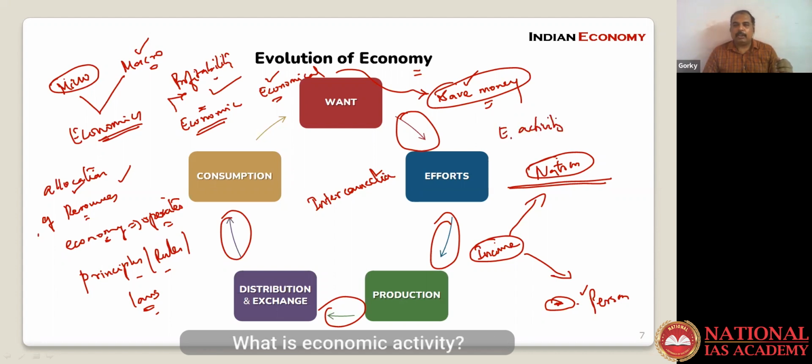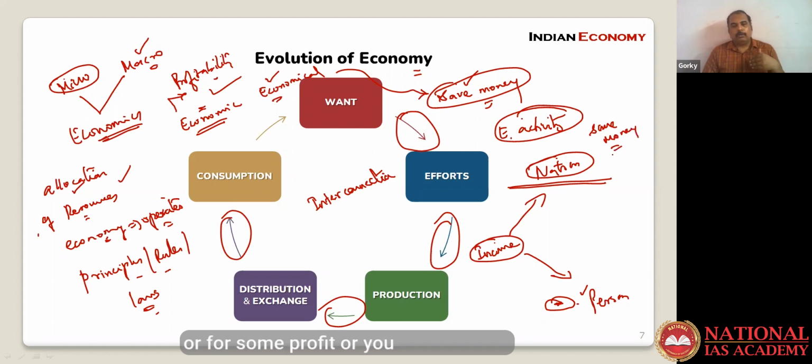What is economic activity? Any activity which is done for getting some money or for some profit, or you try to provide some services for getting money. That we call economic activity. Economic activity means something for which we expect to get money from someone. Okay, that we call economic activity. Understood? Economy, economics, economic, economical, economic activity. Clear? Any doubt on this?